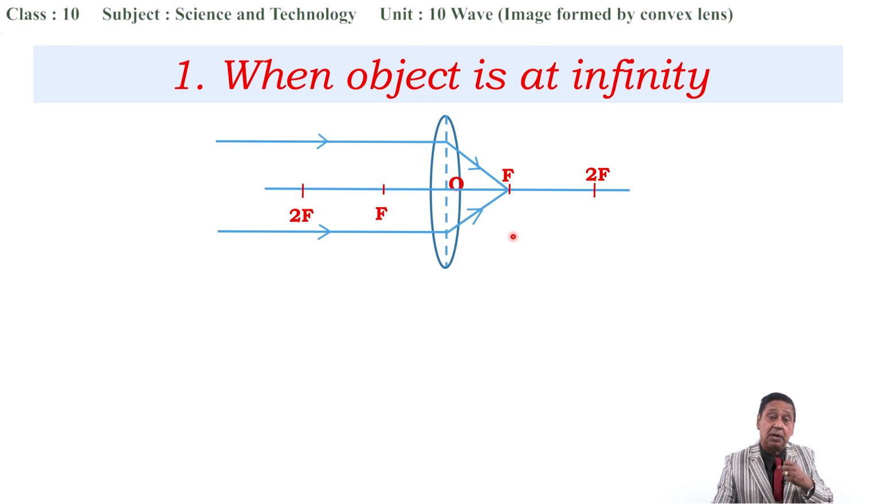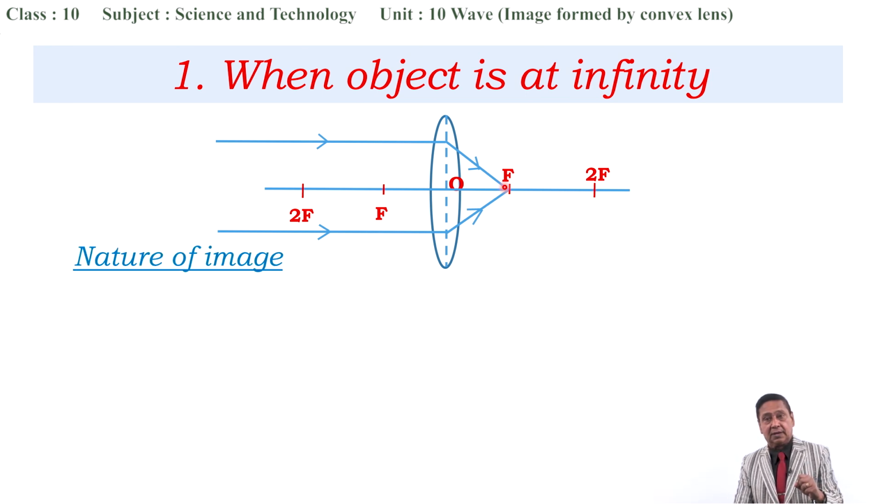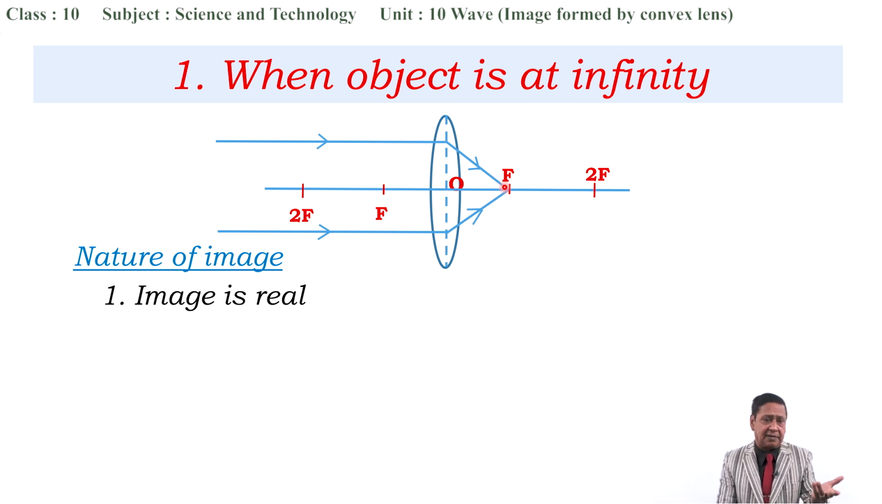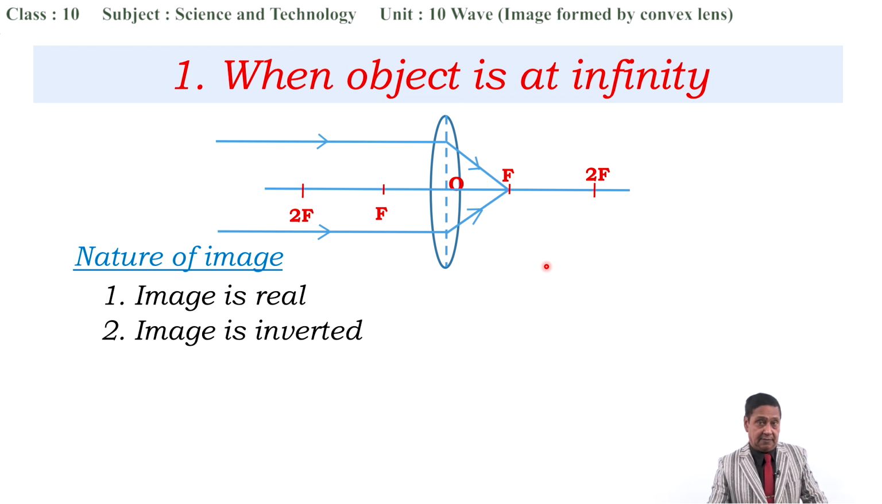It means image formed at focus. And nature of image, it is real because really refracted rays are intersected at this point and image is formed. That's why this image is real. And we know that real image is inverted. And we can see really image in another figure. At this time we have to be clear that real image is inverted. That's why here the image formed is inverted.